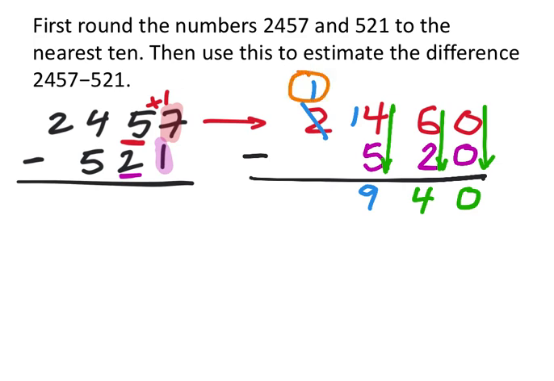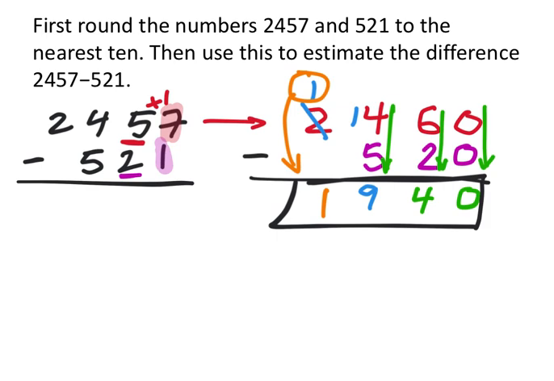And then finally, this 1 in the thousands place value, it's just going to drop as a 1. So with rounding to the nearest 10, we get 1,940.